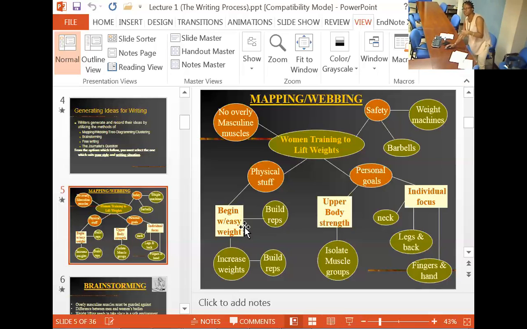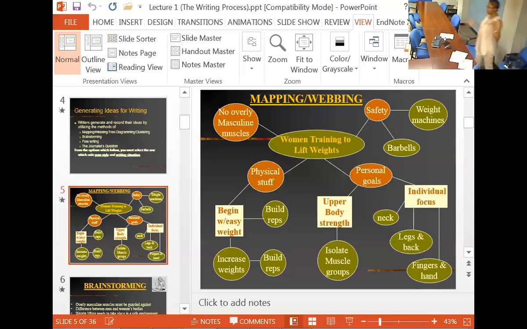So for the physical stuff, notice it relates to how to approach weightlifting. For the personal goals, you want to focus on upper body strength. That's one of the personal goals. The other one is focusing on individual parts of your body. And then another concern is safety. And look, you see that weight machines and barbells are related to that. So with mapping, you group ideas because that is how you're going to discuss them.